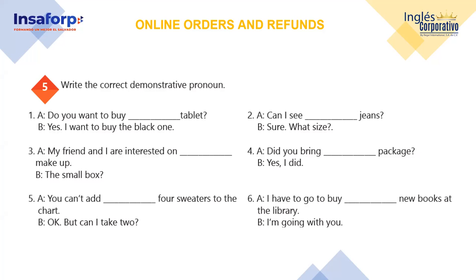Let's see. Let us begin with the first one. Do you want to buy that tablet? Yes, I want to buy the black one. Which possibilities do we have? Do you want to buy that tablet? Yes, that is possible. Yes, I want to buy the black one. Okay?